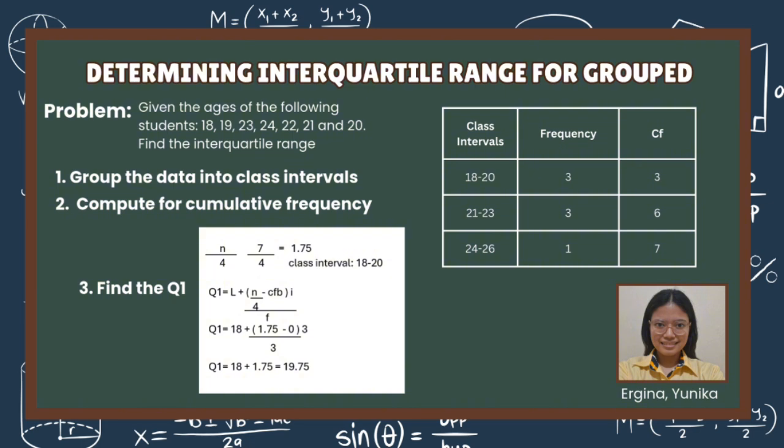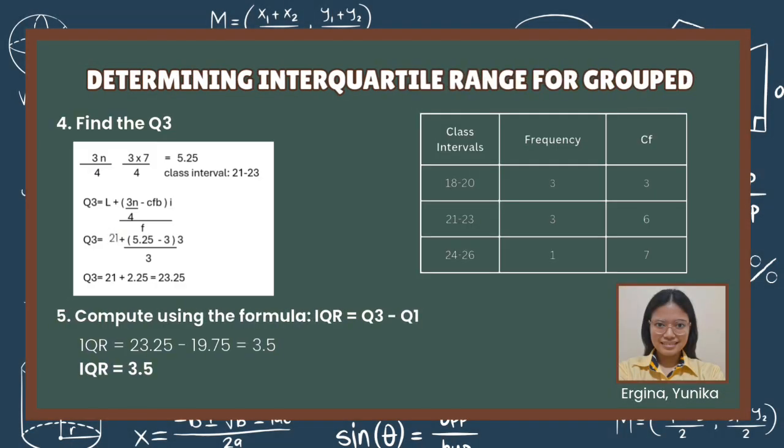We just need to substitute the data. So Q1 equals 18 plus 1.75 minus 0, divided by 3, times 3. So Q1 equals 18 plus 1.75, which is 19.75. Our Q1 is 19.75.